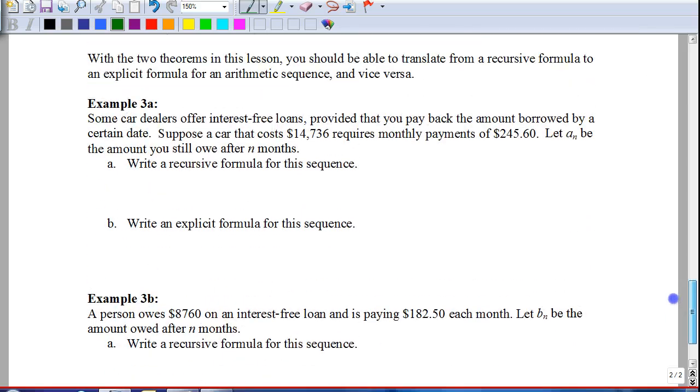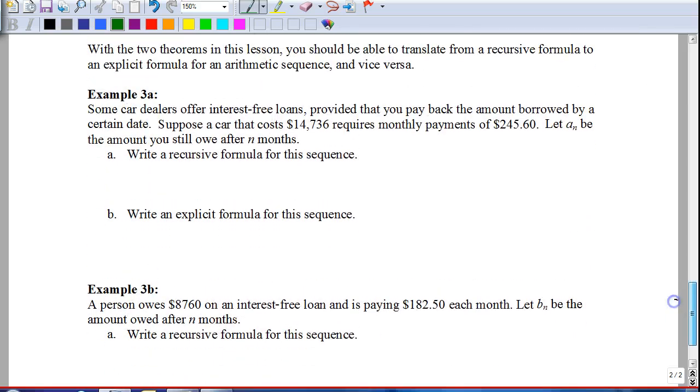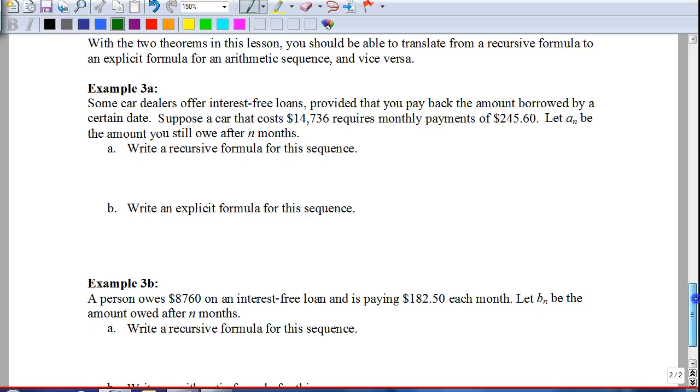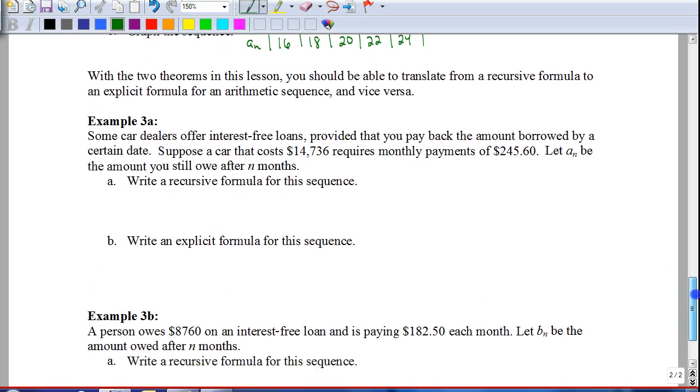Now we're going to end there. We're not going to do these last examples because these aren't a major focus of your lesson, so we're going to skip these.